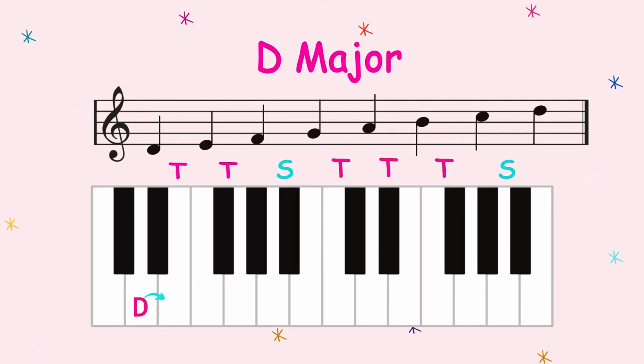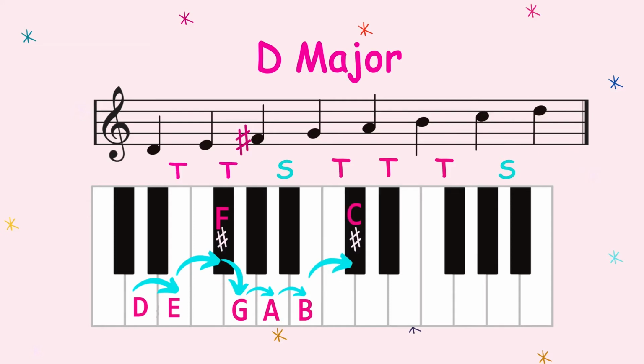Starting on D, go up a tone, that is E natural. Then up a tone from E will be F sharp, so we add a sharp to F. Next, up a semitone to G, then 3 tones up, G to A to B, B to C sharp. Lastly, up a semitone and end up on D. And here's our D major scale, which has 2 sharps.